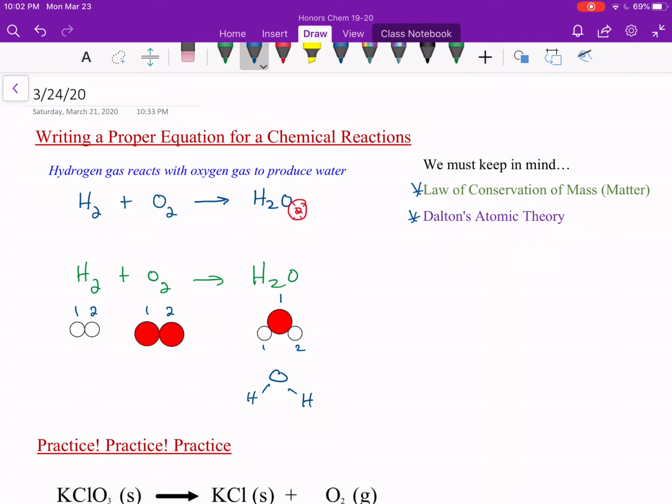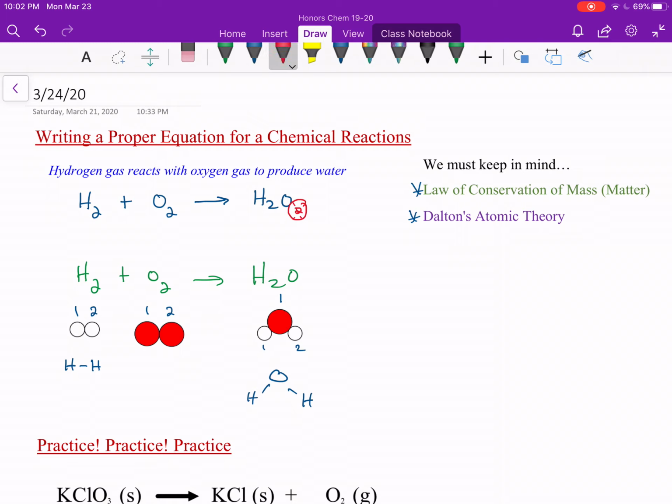But hopefully you can see now, you're like, well, Mr. Lambert, if we're creating 2, then we don't have enough hydrogens. Well, in order for this reaction to work, we would actually need another hydrogen molecule. So we would need 2 of those to react with only 1 oxygen molecule, and that's how we're going to get this. So then how do we show that in our chemical reactions?